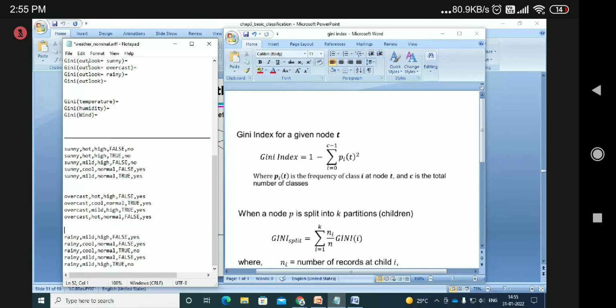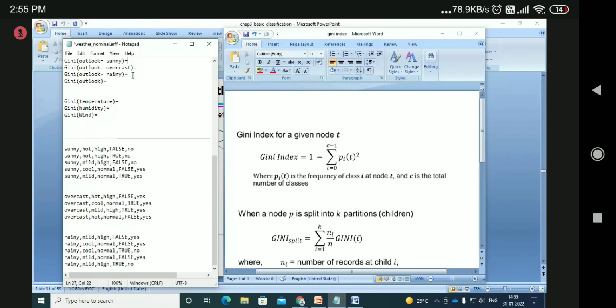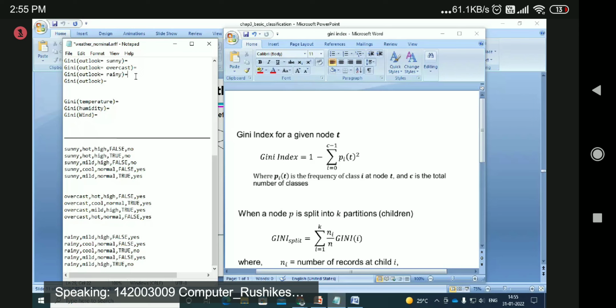So what is the Gini of outlook equal to sunny? Can someone tell me? Or you can also tell me the overall value. 0.48 for sunny. 0.48 for outlook equal to sunny. Yes, overcast. Overcast is zero. Yeah, and rainy? Rainy is also 0.48. Yes, rainy is also 0.48.